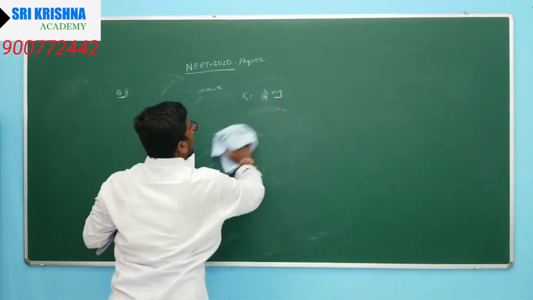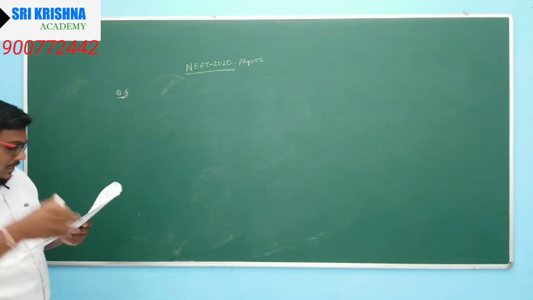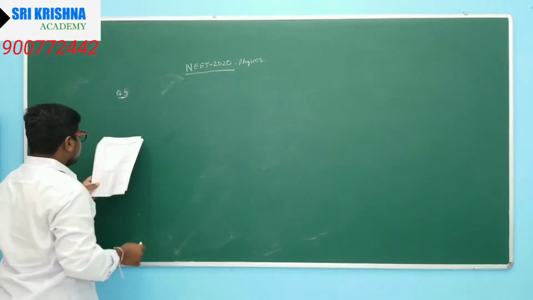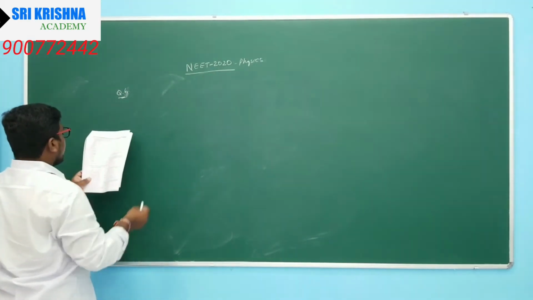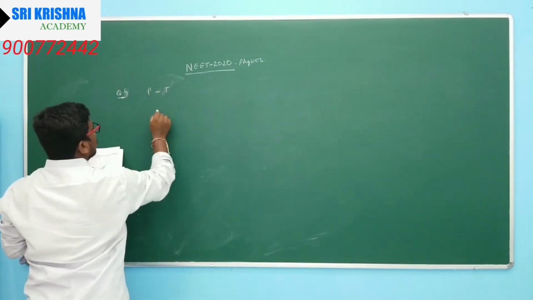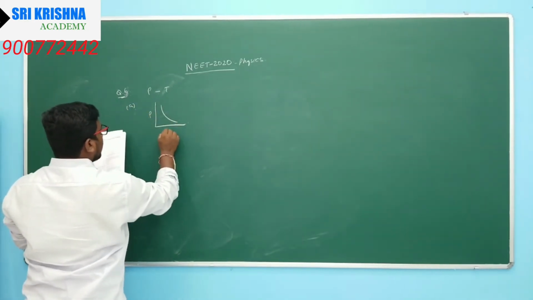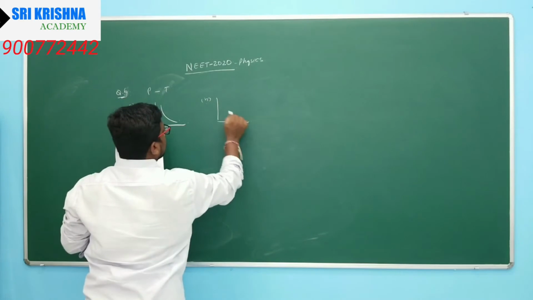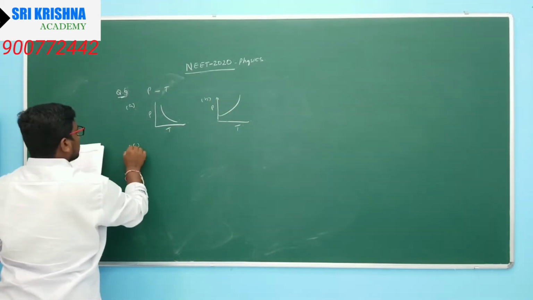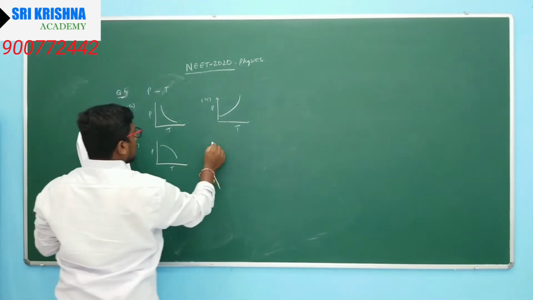Next question. Which of the following graphs represents the variation of resistivity with temperature? He has given 4 options. One is this rho versus T, the other one is rho versus T with a different shape, and then the third one. This is a concept based question.